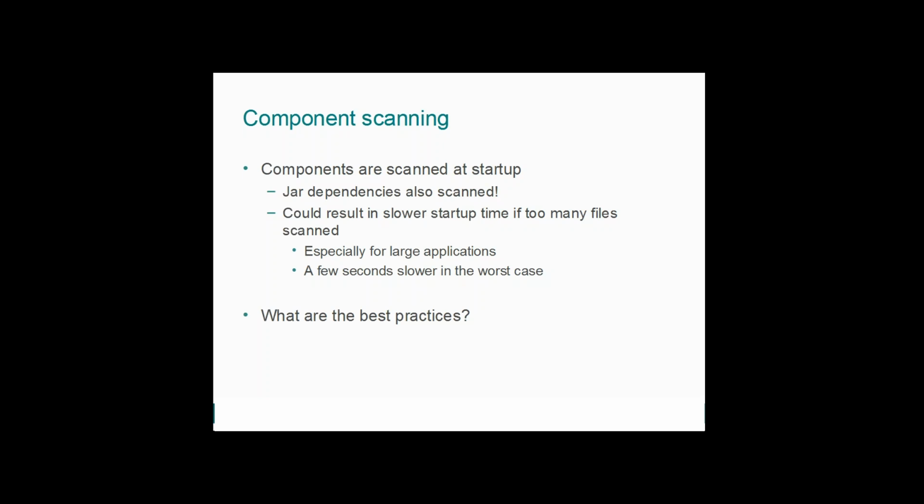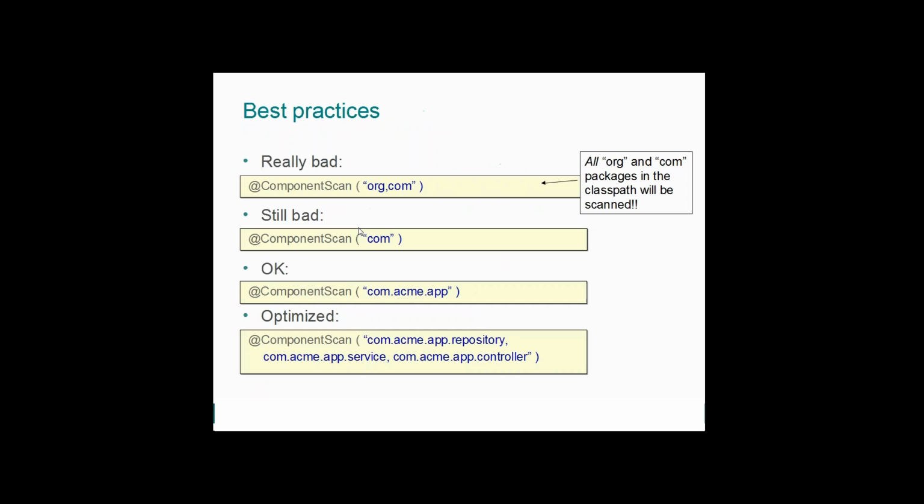Okay, then what are the best practices for scanning? If you do a component scan with base packages like org, com, then it has to go through the class path, all the org jar files, and scan them, and com files, it will scan all the packages. This is going to be extremely slow, and it is going to be bad performance. It is still bad if you are only becoming a little less wide, and it's always good to go with a very optimized one.